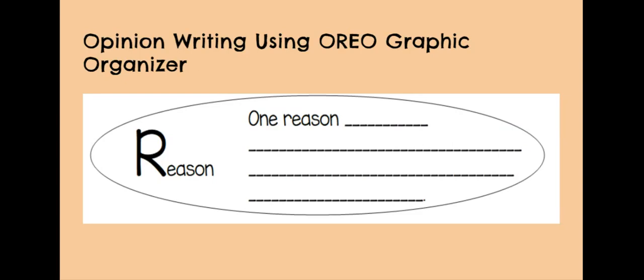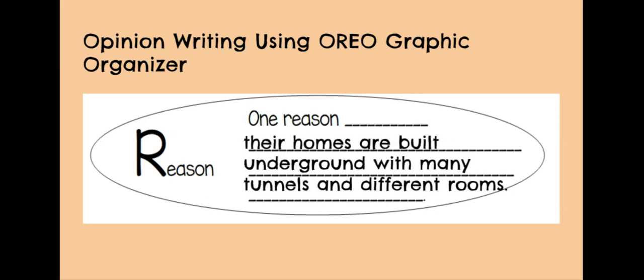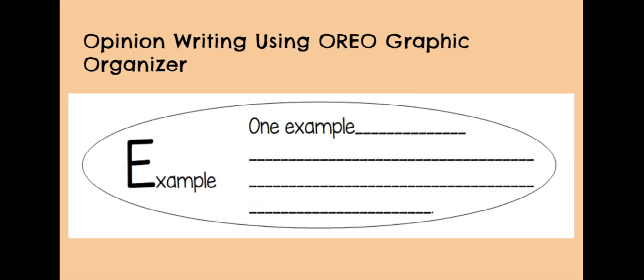Now, I'm going to use that information to write my sentence for the reason I think prairie dog towns are the most interesting animal home. Their homes are built underground with many different tunnels and different rooms. Next, I'm going to provide an example. I have to look back in my text again for my example.